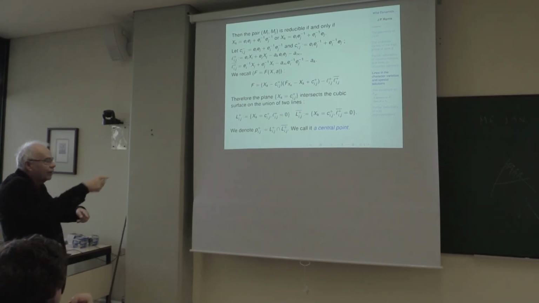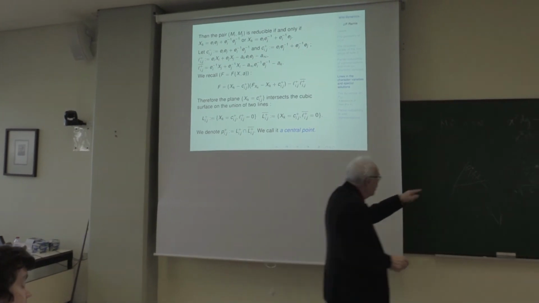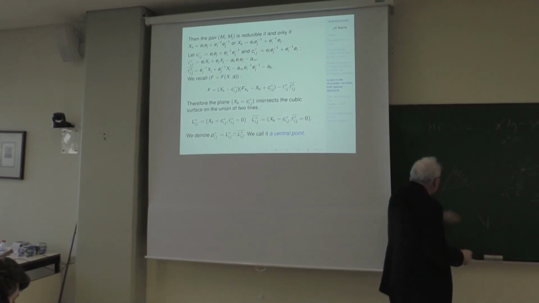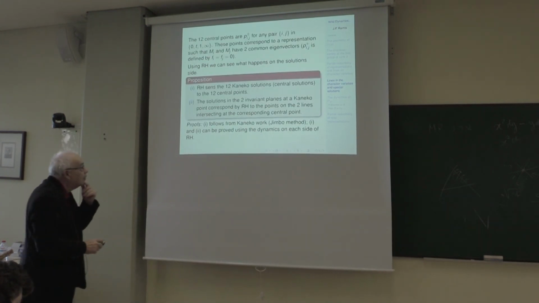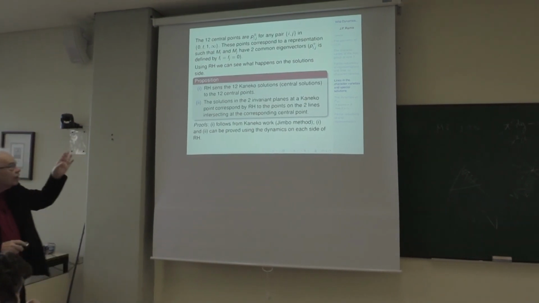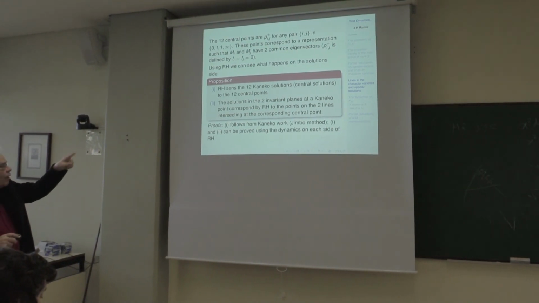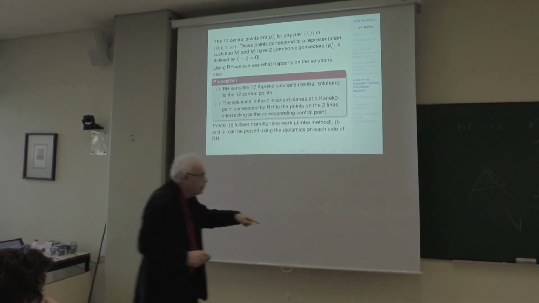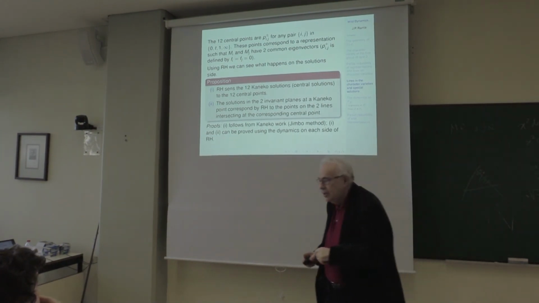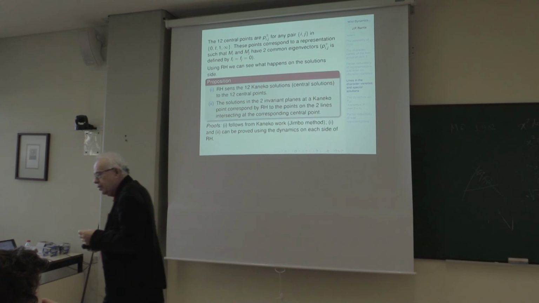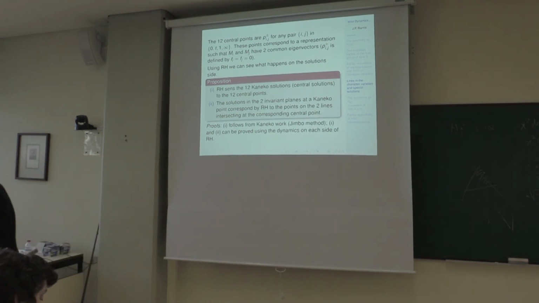You find in the picture where are these points. And then this is the result. Riemann-Hilbert sends the 12 Kaneko solutions to these 12 central points. It's not evident. It's proven, in fact, if you look at the Kaneko paper, it's proven in Kaneko paper because he computes everything using Jimbo method.